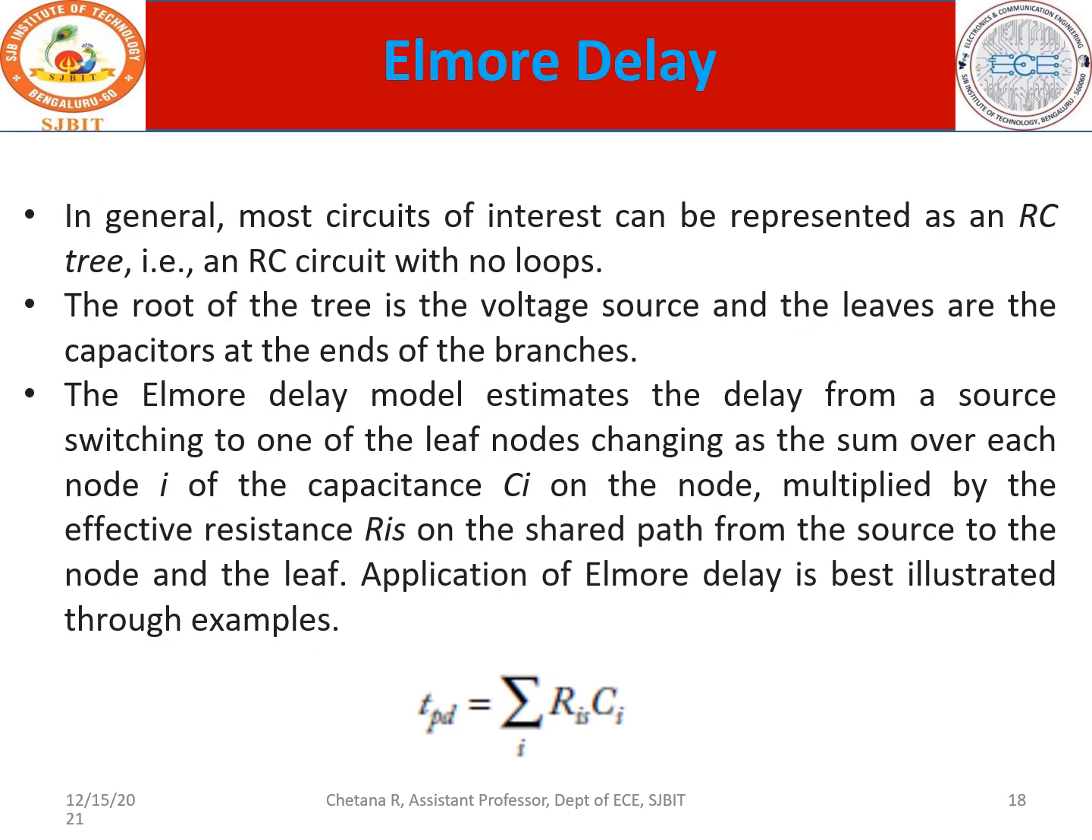So the Elmore delay model estimates the delay from a source switching to one of the leaf nodes, given as the sum over each node i of the capacitance Ci on the node. The representation of Elmore delay is simple, given as a summation over i of the resistance found from source to every node, Ri, times Ci, which is the capacitance at that particular node. So i here is nothing but the node, where i is the number of nodes.